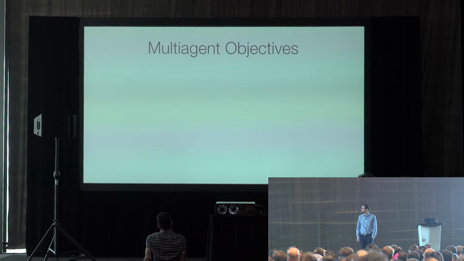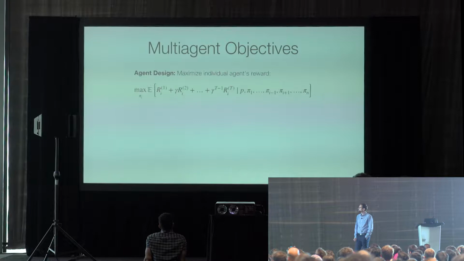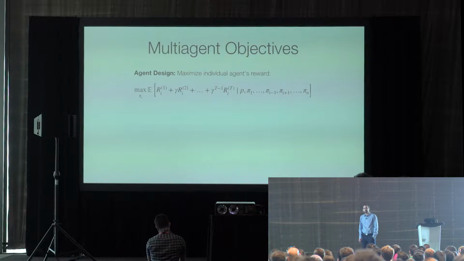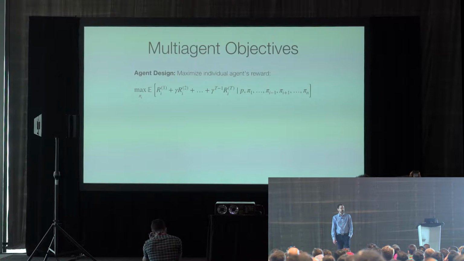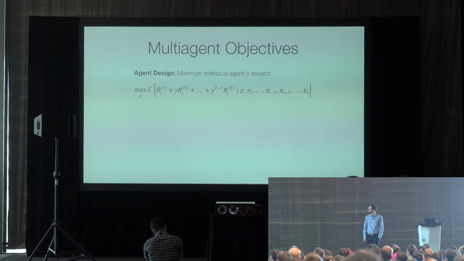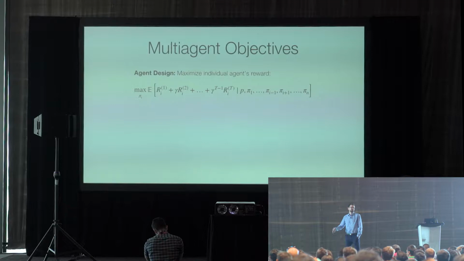So what do we actually do when we're trying to operate in a multi-agent system? What objectives do we target? Well, there's one thing you could do, which is still fairly straightforward. You could do what I call agent design. You could say, well, I only really get to control agent i, so I'm going to pick the strategy for agent i that maximizes the rewards for agent i. And forget about the other agents. I will just treat them as part of the environment, as we said earlier.